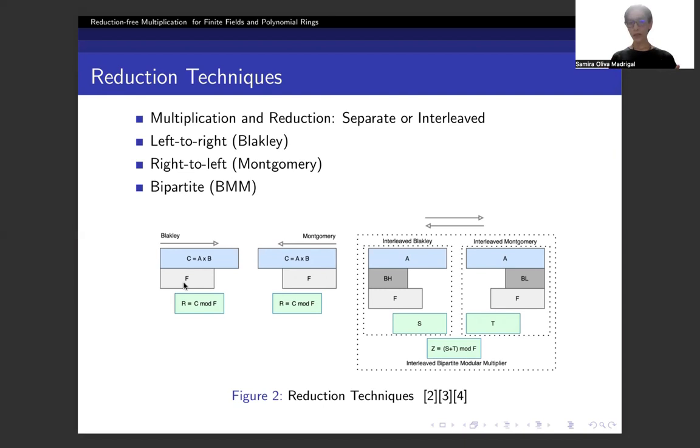Now, in this figure on the left side, we can see an already computed product, and we reduce it from the most significant position, and an example of that would be Barrett. And in the middle figure, we see the unique example of right to left reduction, which is Montgomery. And on the right side, we see interleaved multiplication and reduction, one part with Barrett and the other part with Montgomery. And these can be implemented as functional units that execute in parallel. And so this is a bipartite modular multiplier that was introduced by Kaihara and Takagi.